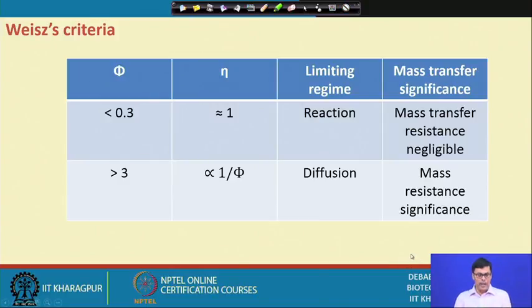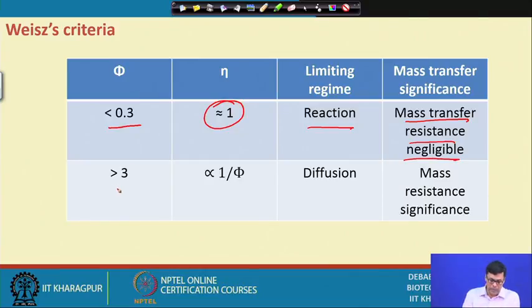Now this is the final thing that we have. From the figure we have seen that if phi value is less than 0.3, then eta is close to 1, then the limiting region is the reaction and mass transfer resistance is negligible. Now when phi value is greater than 3, then eta is inversely proportional to phi value, and then it will be diffusion resistance. The mass transfer resistance will play a very important role.